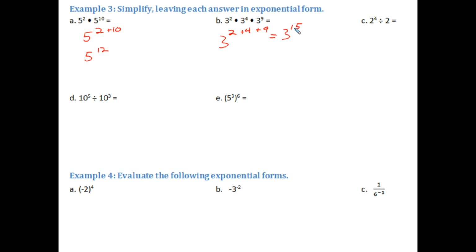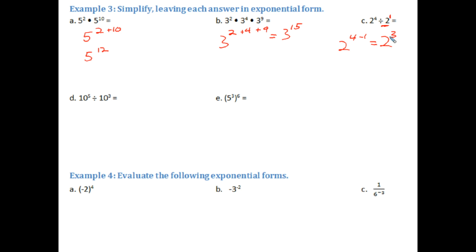Part C is division. Well, we learned with division, you're going to subtract the exponents. There's no exponent written with the second 2, so if there's not an exponent written, we know that's a 1. And so we can think, well, we're going to subtract the exponents, 4 minus 1. 4 minus 1 is 3, so our answer is 2 cubed, or 2 to the 3rd power.